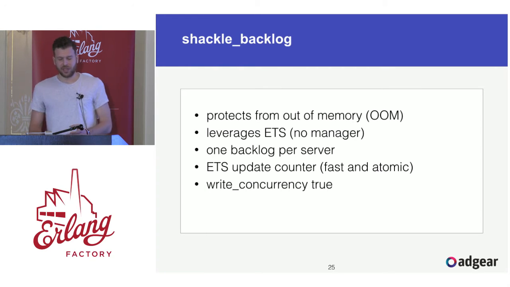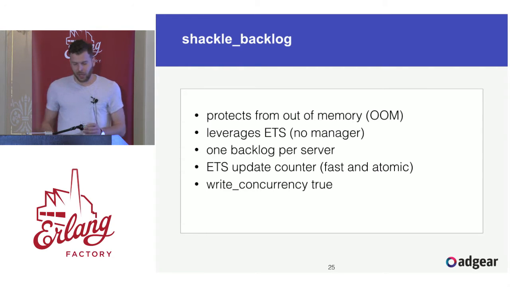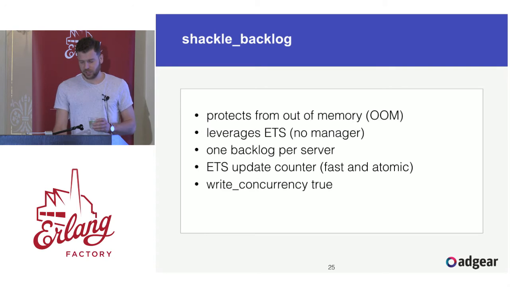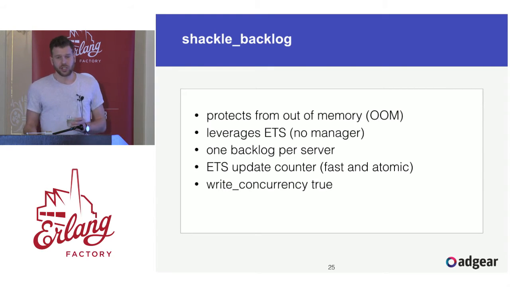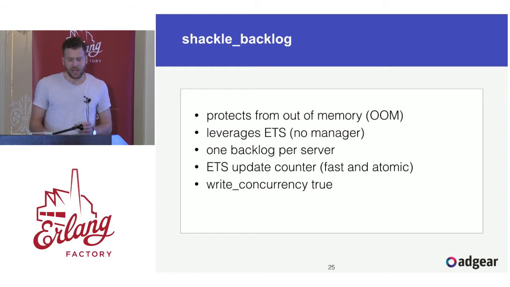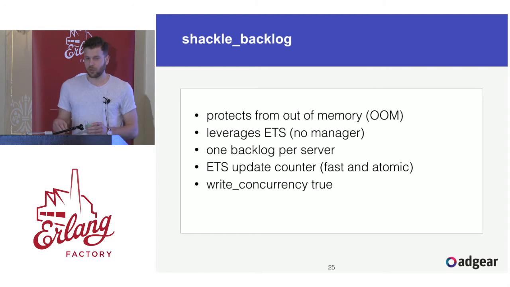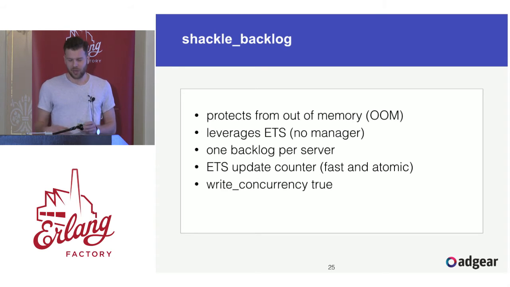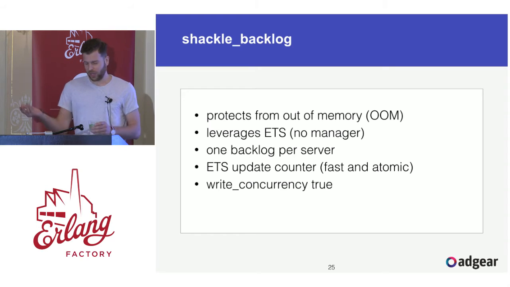Shackle backlog. The backlog protects from out-of-memory errors. It leverages ETS again, no manager. The way it's implemented, it's always one backlog per server, and it uses ETS update_counter, which is super fast and atomic, and has a special property that when we do the increment, we actually get the value back. So if we set the table to write concurrency true, we're actually always just doing writes, so we never block, and we get the read for free.